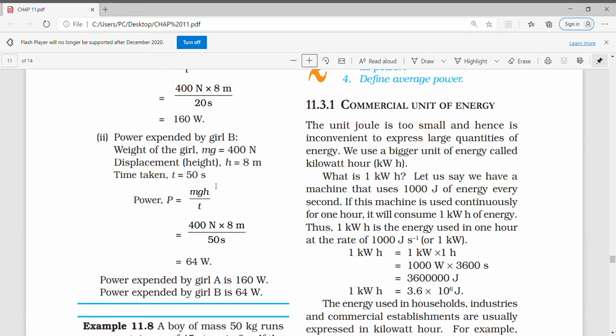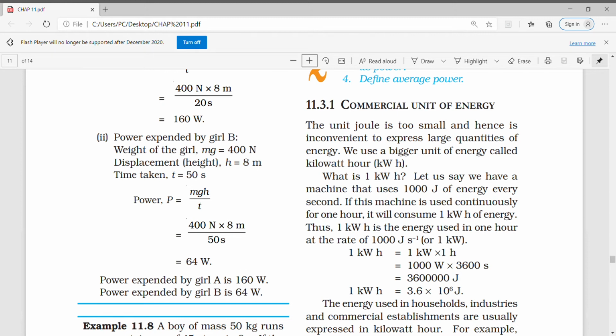So power is equal to mgh upon t. Put values of m, g and h. mg is 400 newtons, it is the weight. h is 8 meters, so mgh upon t, and in this case power comes out to be 64 watt. So in the first case power is 160 watt, in the second case power is 64 watts.